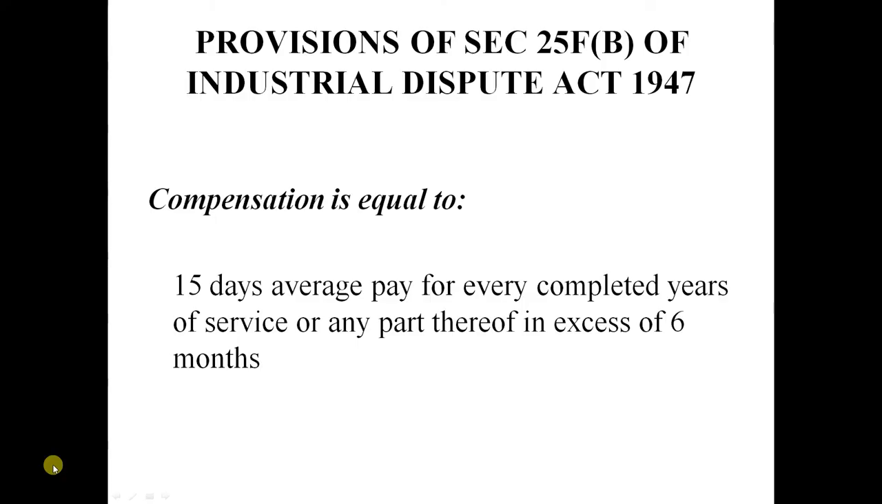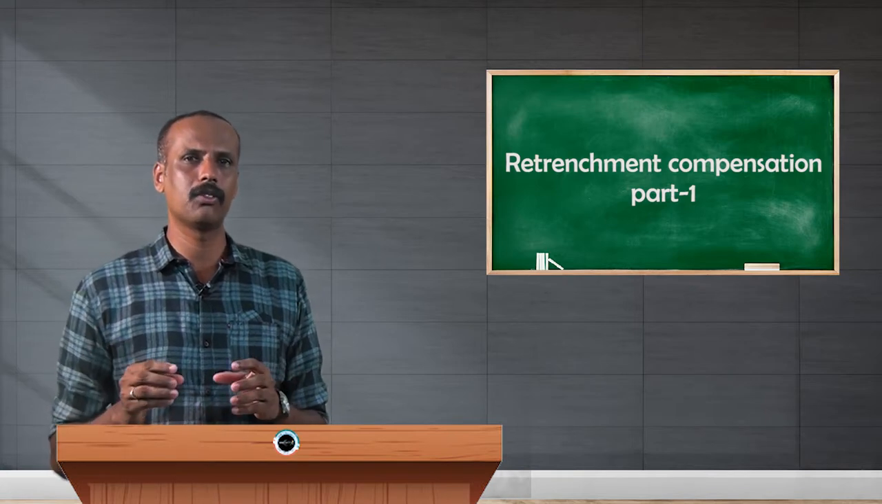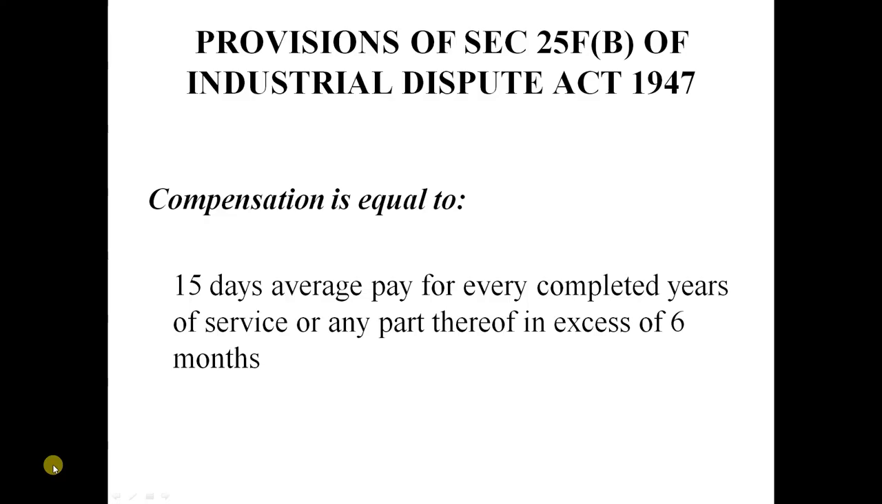Then what does the Industrial Disputes Act 1947, Section 25F, subsection (b) say? It's very simple: the amount eligible as compensation. The compensation should be equal to 15 days' average pay for every completed year of service or any part thereof in excess of 6 months.